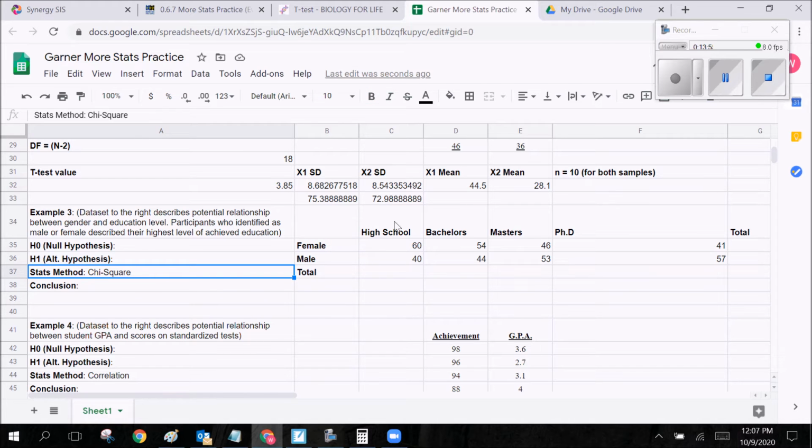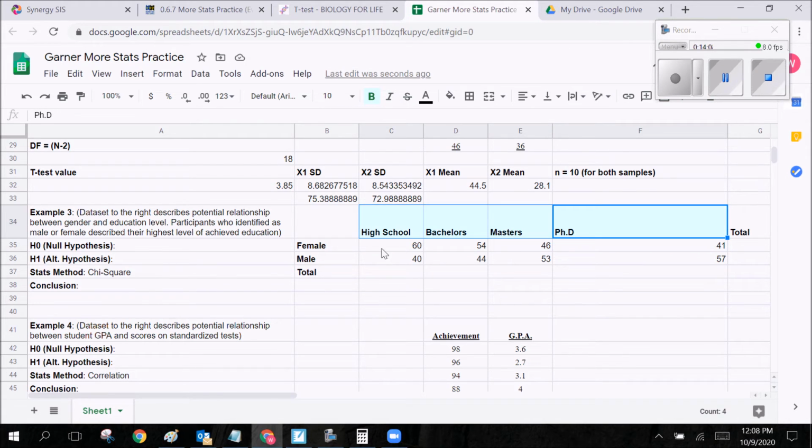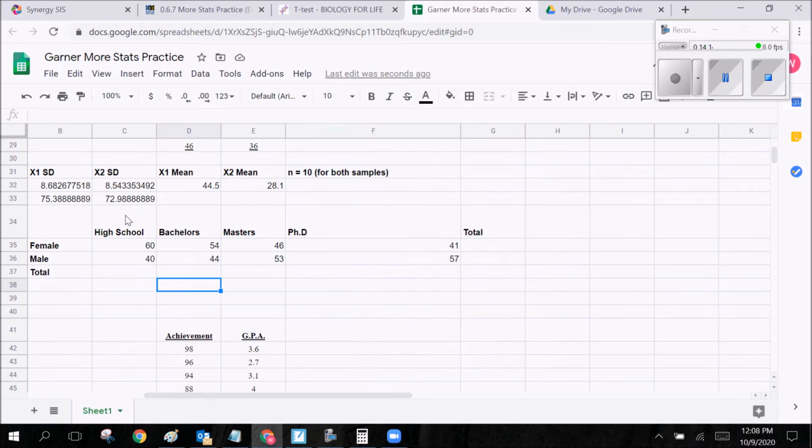So we know it's chi-square because we can see it's female versus male, which is a quality about someone, not a quantity. And we have the highest level of education earned, which is in terms of its name. So high school, bachelor's, master's, PhD. This again is a qualitative thing. How high their education is a quality about someone, not a quantity. So we're going to go ahead and calculate this using this contingency table.